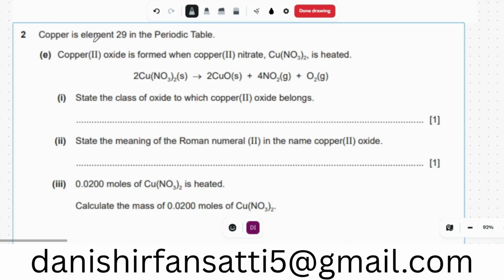Copper is element 29 in the periodic table. Okay, copper(II) oxide is formed when copper(II) nitrate, Cu(NO3)2, is heated. So copper(II) nitrate in solid form, 2 moles of that is heated to give 2 moles of copper oxide, 4 moles of nitrogen dioxide and 1 mole of oxygen.